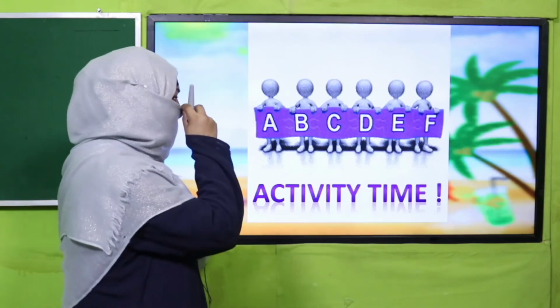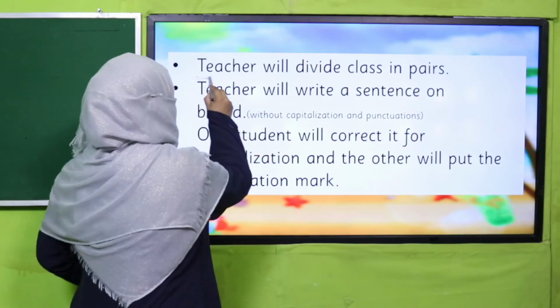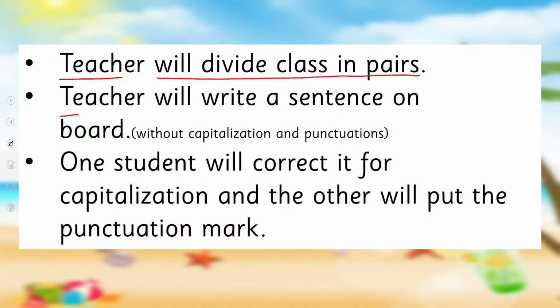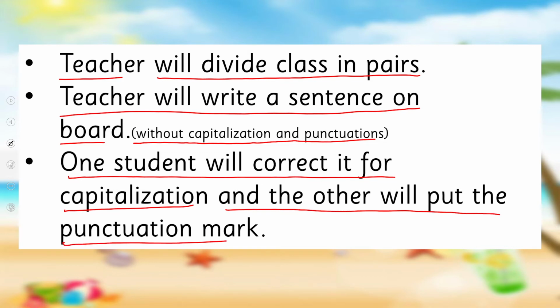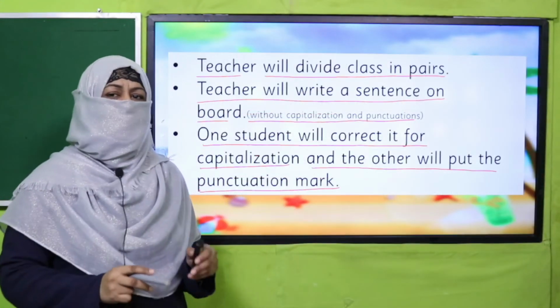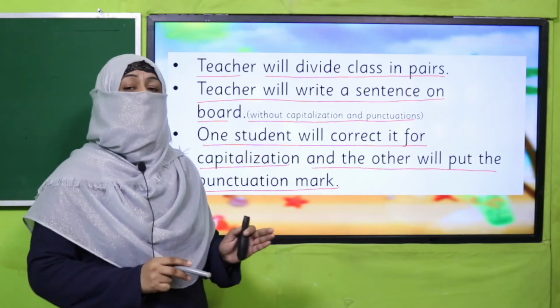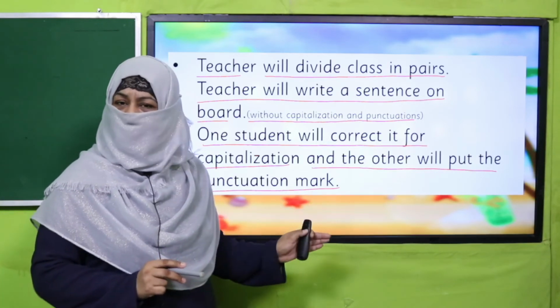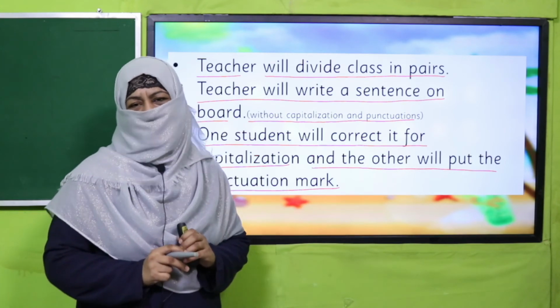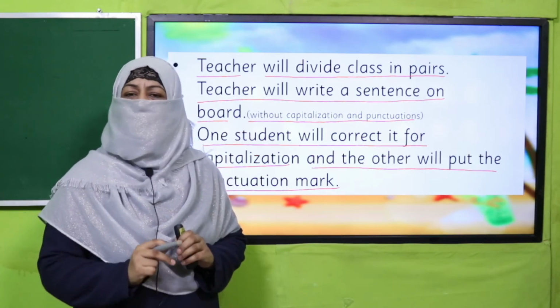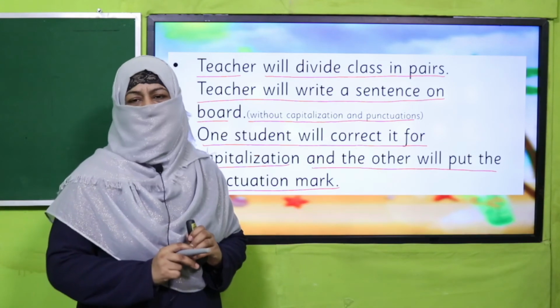Okay, let's practice it through an activity. Teacher will divide class in pairs and teacher will write a sentence on board without capitalization and punctuation. One student will correct it for capitalization and the other will put the correct punctuation mark. Okay, if it's a question, you have to put a question mark. If it is a simple sentence, you have to put a full stop. So teacher, kindly make it a little tricky so students can enjoy it. Pause the video, enjoy this activity, and then come back.